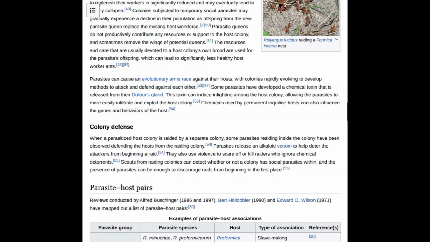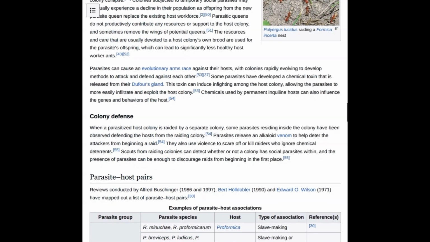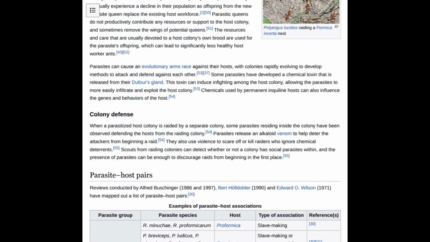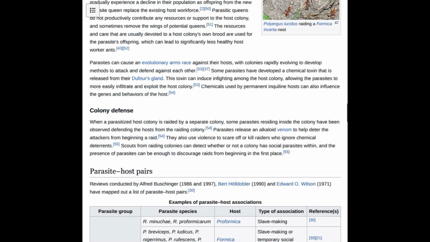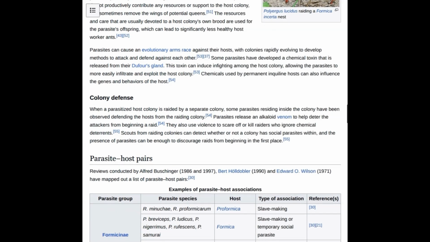Parasites can cause an evolutionary arms race against their hosts, with colonies rapidly evolving to develop methods to attack and defend against each other. Some parasites have developed a chemical toxin that is released from their Dufour's gland. This toxin can induce infighting among the host colony, allowing the parasites to more easily infiltrate and exploit the host colony. Chemicals used by permanent inquiline hosts can also influence the genes and behaviors of the host.